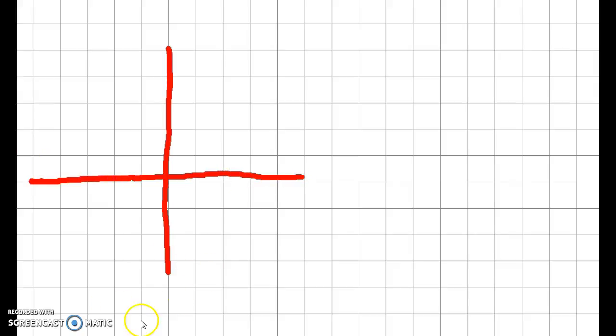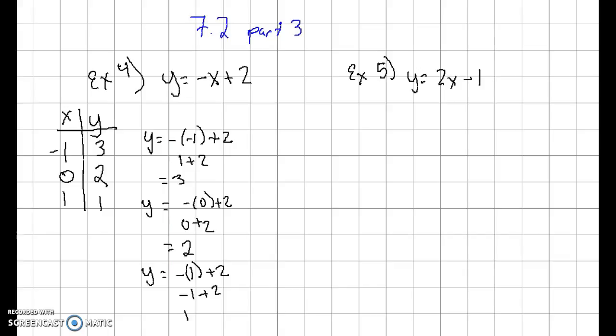Not bad. So let's go ahead and on grid paper, let's create our x-axis and y-axis. Again, a little messy. You should be using a ruler. x-axis, y-axis, 1, 2, 3, -1, -2, -3, 1, 2, 3, -1, -2, -3. All right, so the points that we're going to plot, -1 and 3.